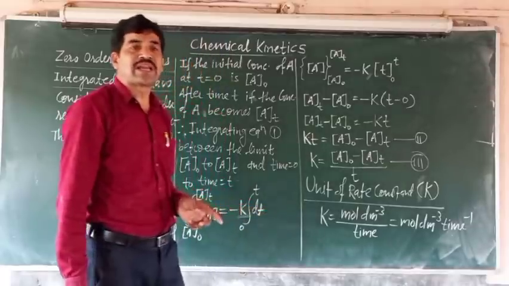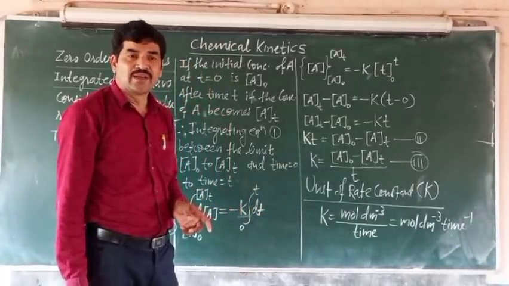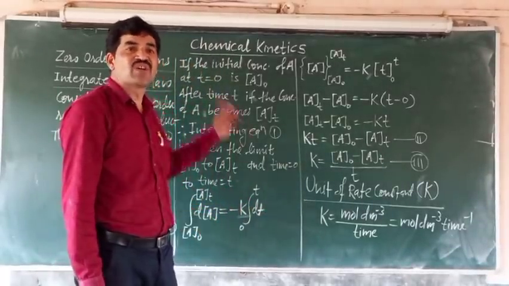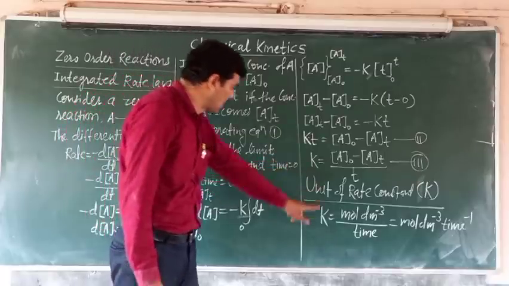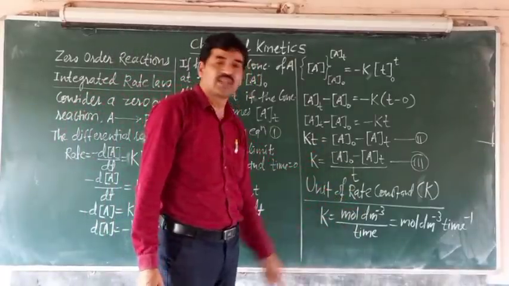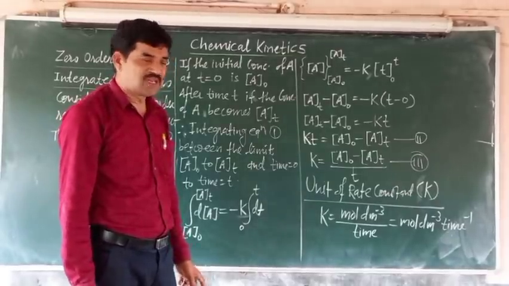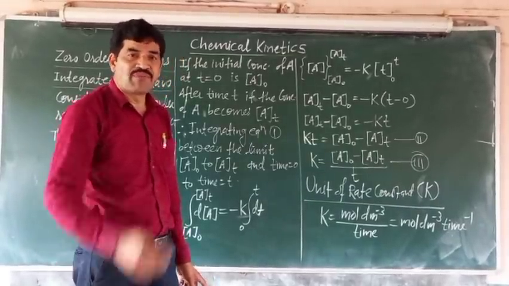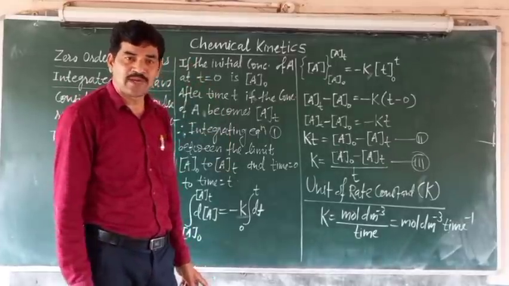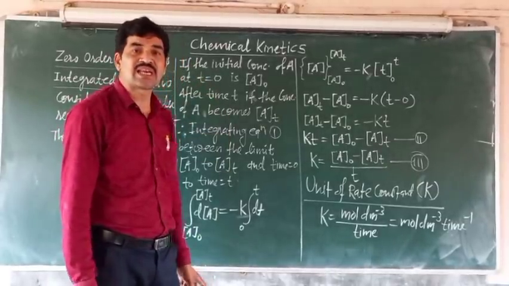It means the units of the rate constant and the rate of reaction are different in a first order reaction, but the units of rate constant and rate of reaction are similar in the zero order reaction. In competitive examinations, this question is frequently asked: for which type of reaction are the units of rate of reaction and rate constant similar?